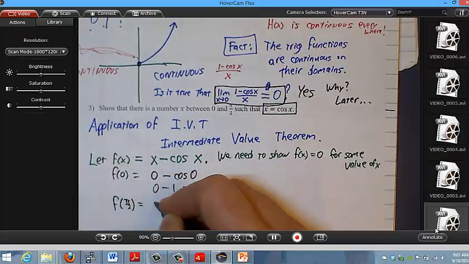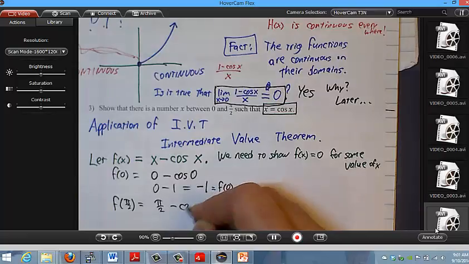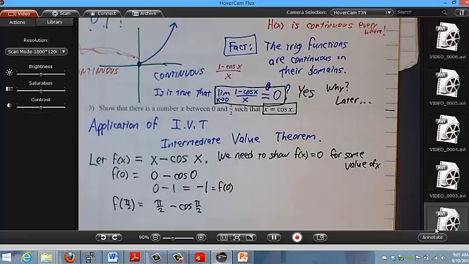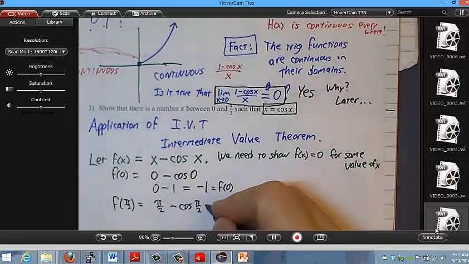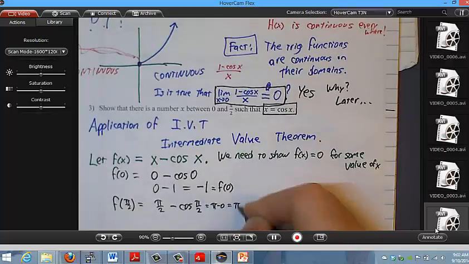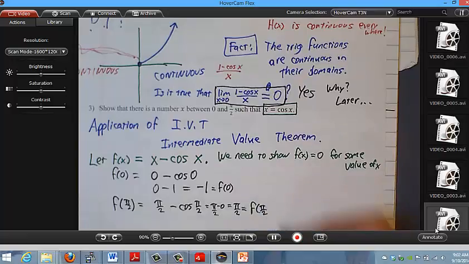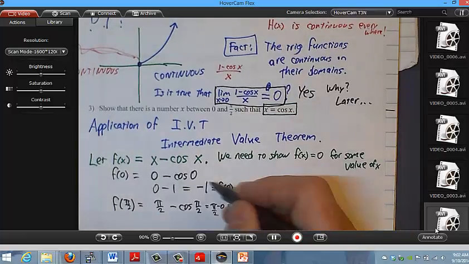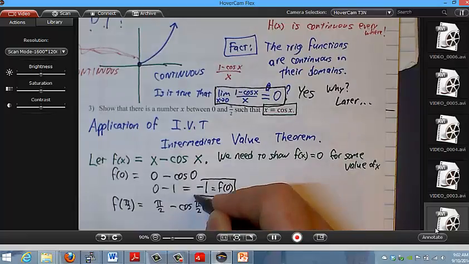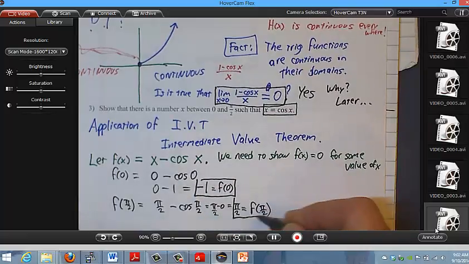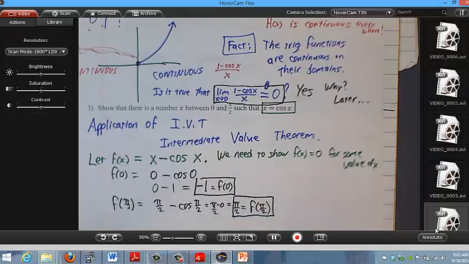Well, that's pi over 2 minus the cosine of pi over 2. What's the cosine of pi over 2? 0. So this is pi over 2 minus 0, so it's just pi over 2. That's what f of pi over 2 is. Okay? So f of 0 is negative 1. F of pi over 2 is pi over 2.